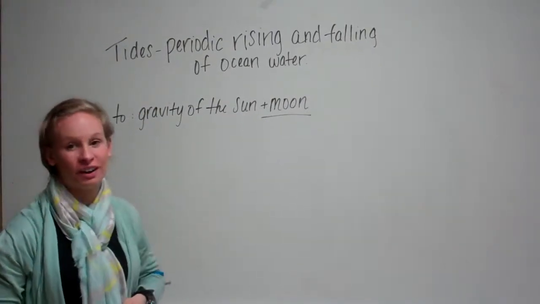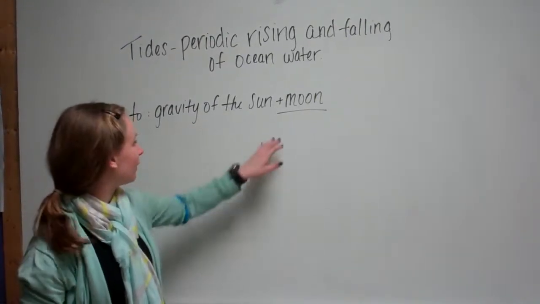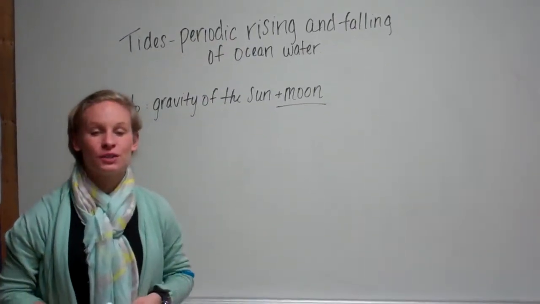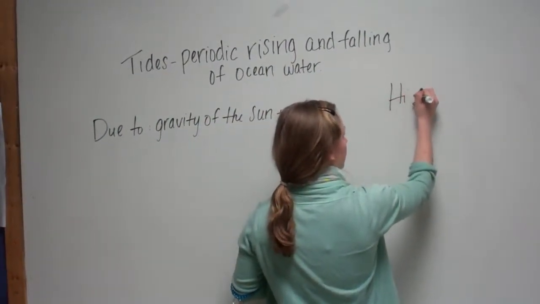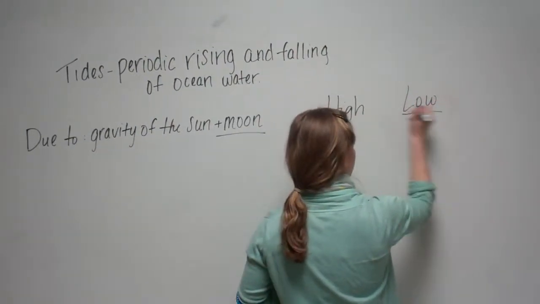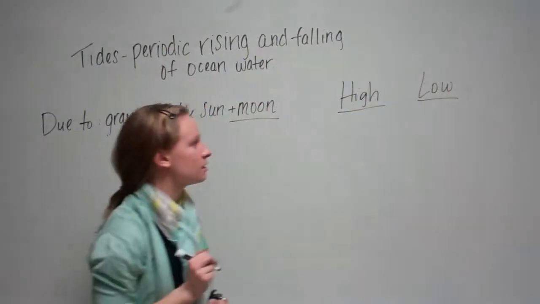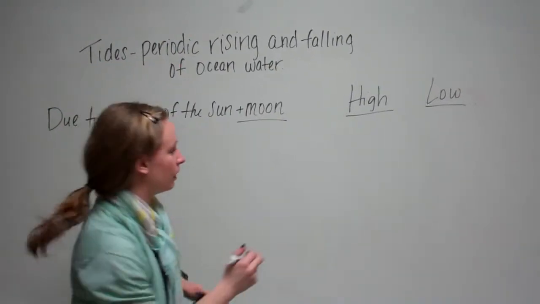Even though the sun is bigger, the fact that the moon is closer has a bigger impact on the Earth's tides. So we have two types of tides. We have high tides and low tides. Okay, and so this is going to be based on where the moon is. I'll show it for you.